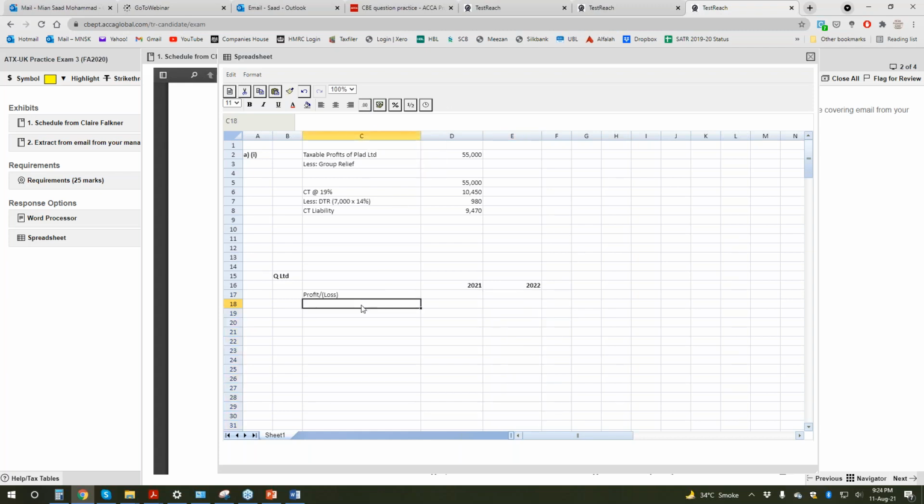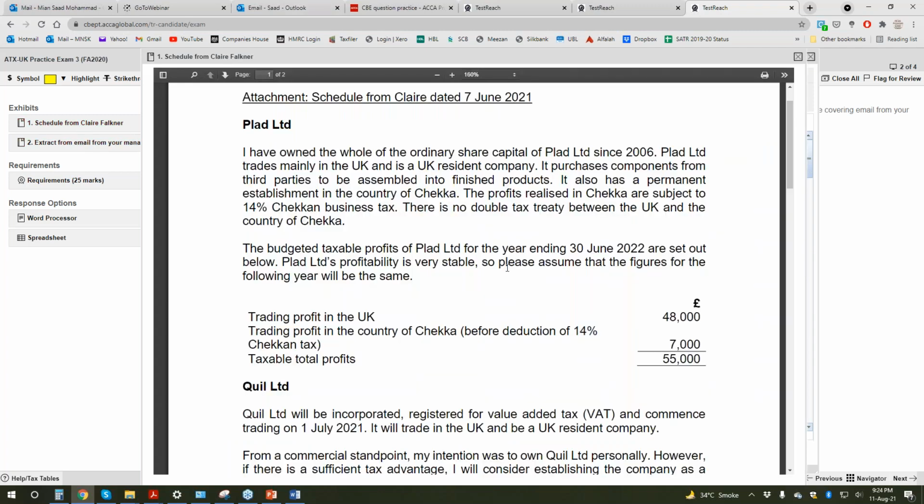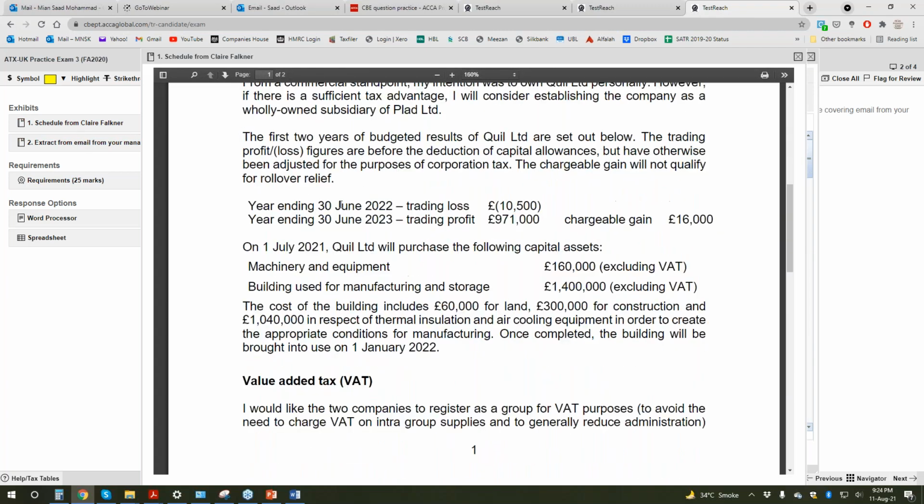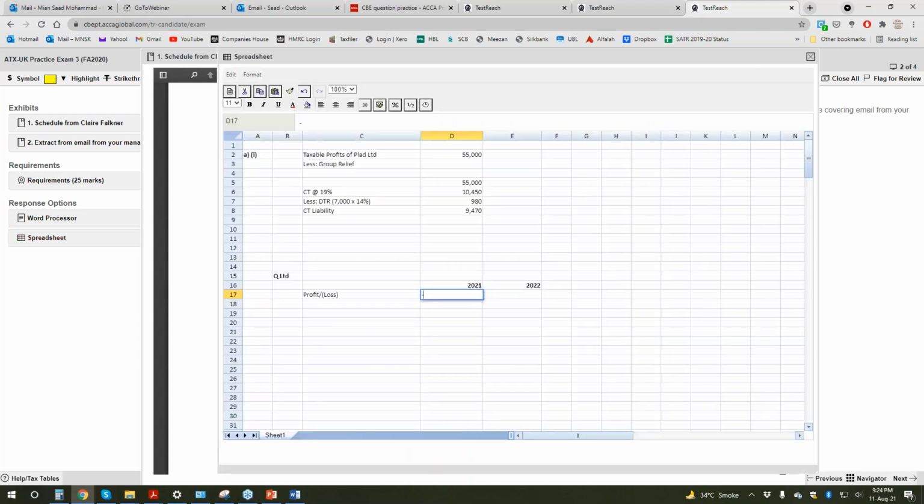Okay, now let's go into the scenario first and see what data we have available. They made a loss of 10,500 in the first year, so I will go there and write it as a loss, negative 10,500. Then we have to less capital allowances, which will further increase the loss. But I haven't calculated capital allowances, so I can say please check my working one for capital allowances.